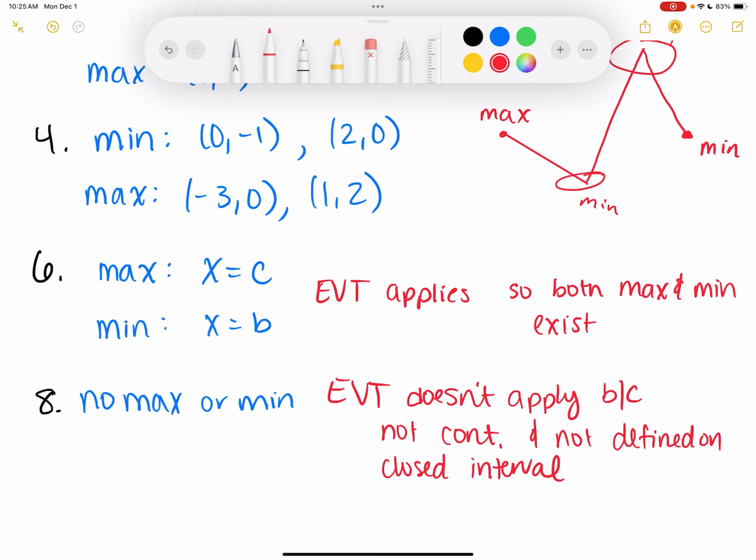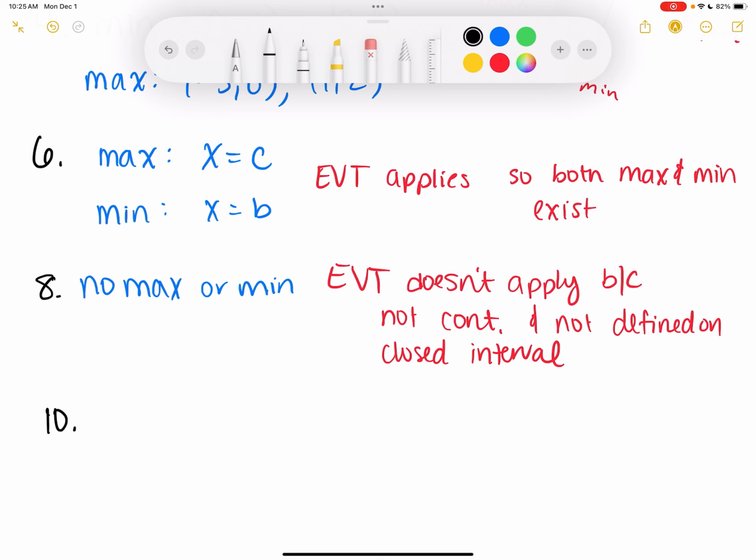Let's see, with this one, number 10. So I've got essentially what looks like the birds that people draw, and then I've got an open circle on one end with a closed circle above it. And then I do have a closed circle on the right end of it. So this one, we can have max and min values even if the extreme value theorem doesn't apply. The extreme value theorem itself may or may not apply.